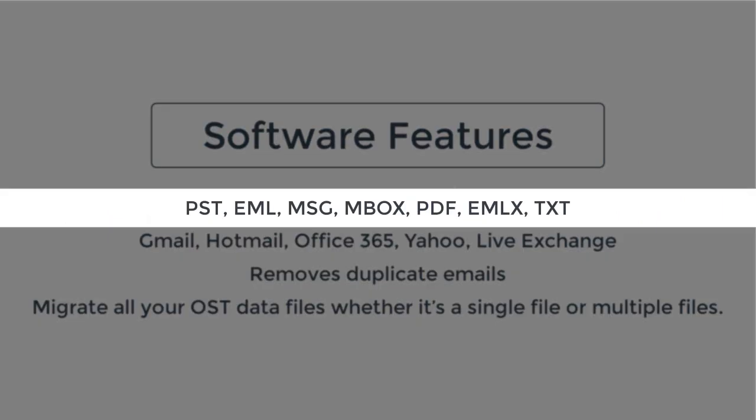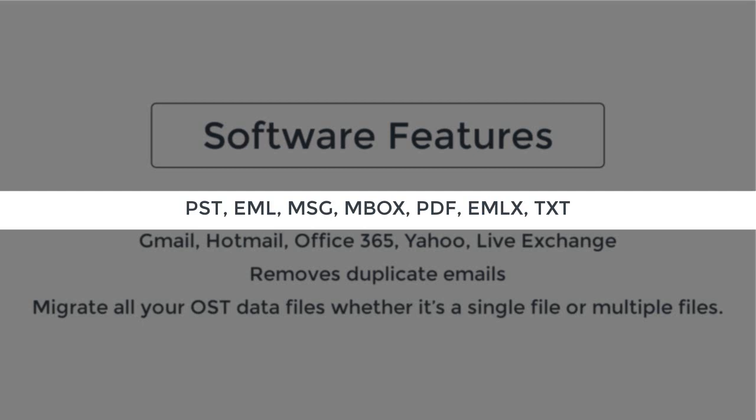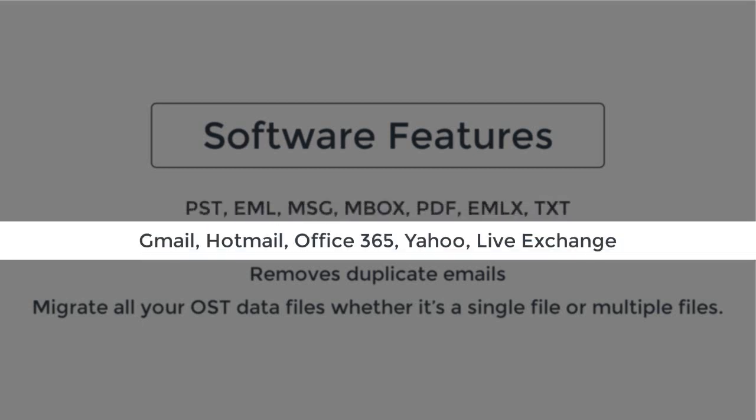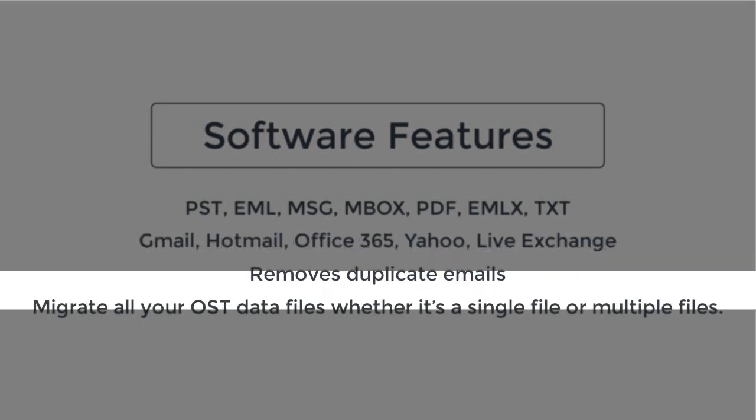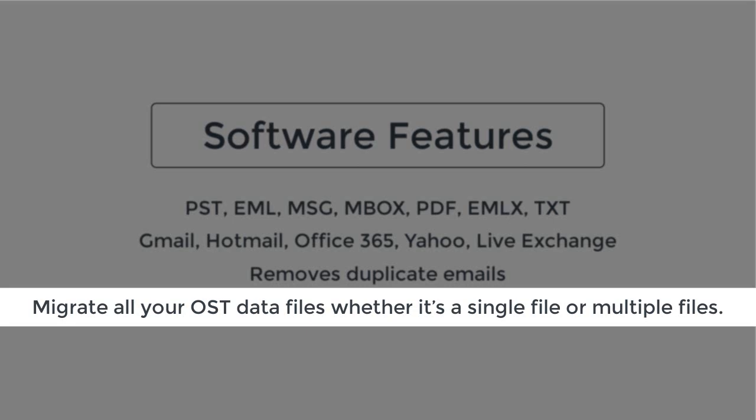Now, let's understand the key features and benefits of the software. Save files from the OST file into PST, EML, MSG, MBOX, PDF, EMLX, text, and other file formats. It also migrates OST files into Gmail, Hotmail, Office 365, Yahoo, LiveExchange, and other web email clients. It removes duplicate emails from OST data files. Migrate all your OST data files, whether it's a single file or multiple files.